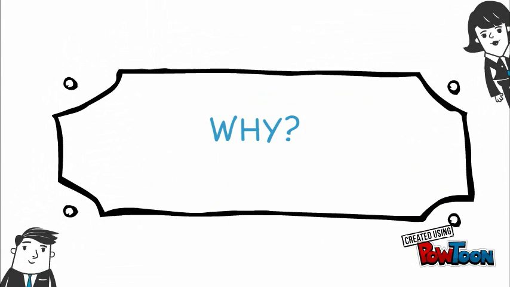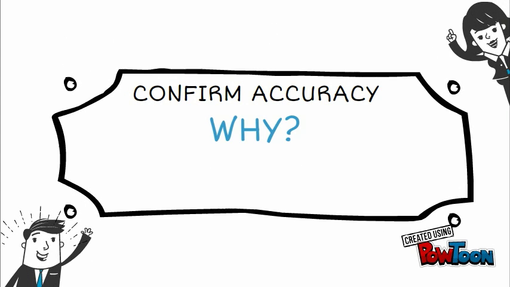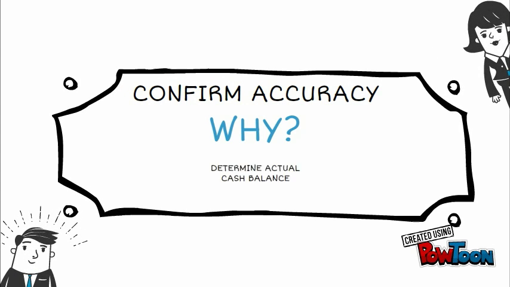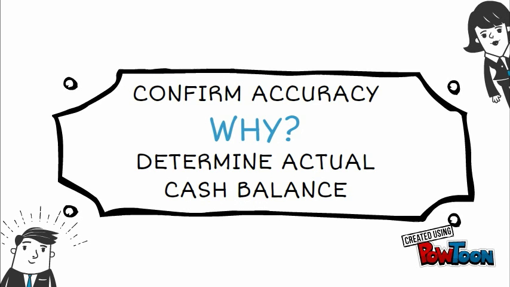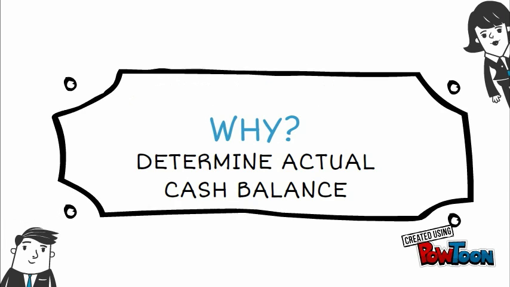The reason why accountants do bank reconciliation is so they can confirm the accuracy of the cash balance records of both the bank and the company and determine the actual cash balance to be reported on the company's balance sheet. So, here are the steps on how to do a bank reconciliation.